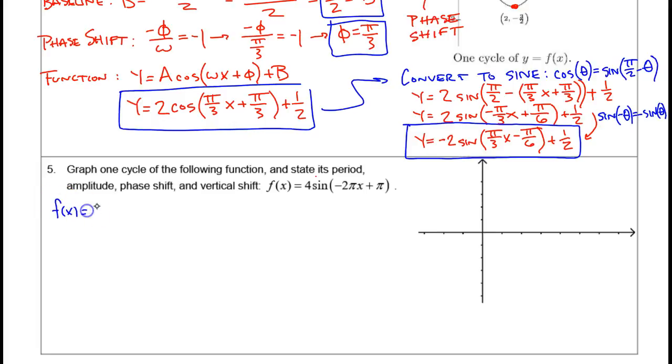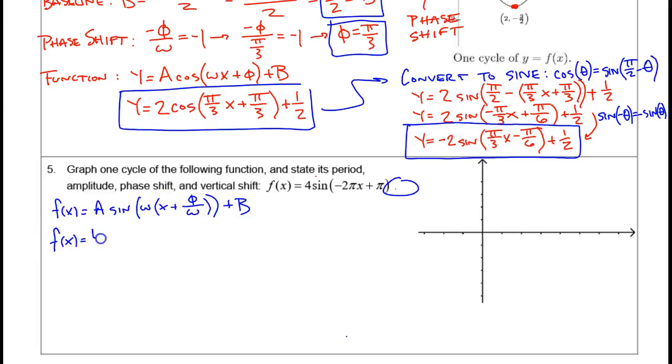F of x equals a times the sine of omega times x plus the phase shift phi over omega, all plus b. Well, fortunately for this question, our plus b is plus 0, because I can see we got nothing tacked onto the outside there. But for everything else, we're going to have to do a little rearranging to get the function in this form. So let's go ahead and get started with that.